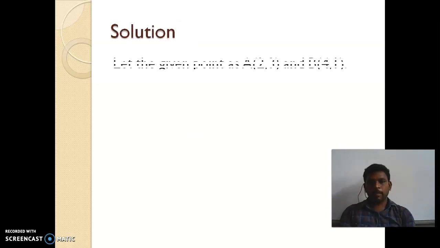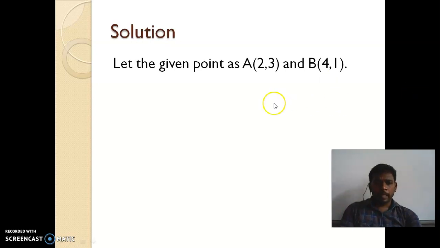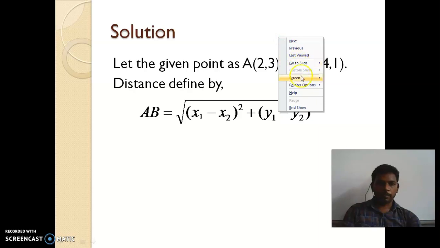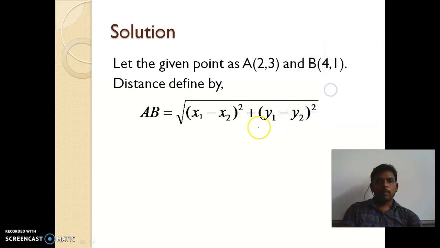So look at the formula. Let us take the given points as A and B, so A of (2, 3) and B of (4, 1). The distance is defined by the formula we already know: AB equal to root of (x1 minus x2) whole square plus (y1 minus y2) whole square. Here, the first point you can always take as (x1, y1), and the second point we can take as (x2, y2).